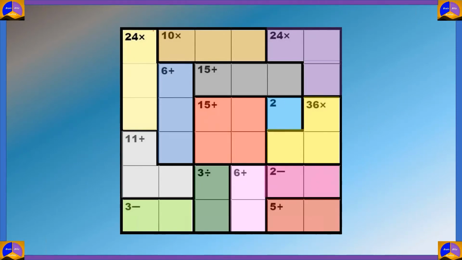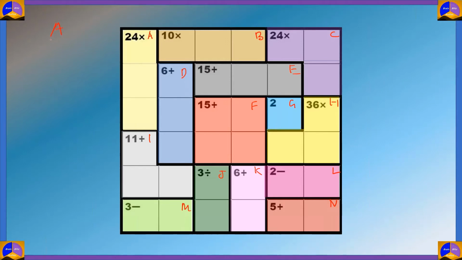Let's name the cages first. This will be cage A, cage B, C, D, E, F, G, H, I, J, K, L, M, and N. Now, we'll look at the options available for each cage.